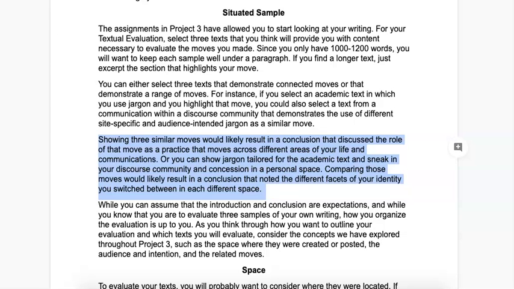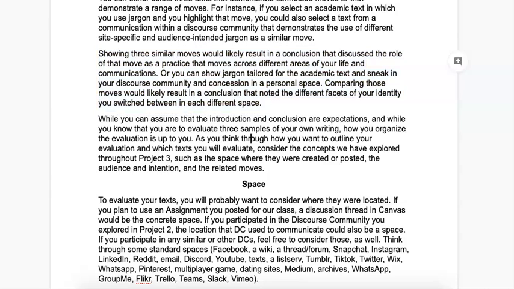Or you can show how you use jargon tailored for the academic text, slang in your discourse community, and concession in a personal space. Comparing those moves would likely result in a conclusion that noted the different facets of your identity you switch between in each different space. While you can assume that the introduction and conclusion are expectations, and while you know that you are to evaluate 3 samples of your own writing, how you organize the evaluation is up to you.